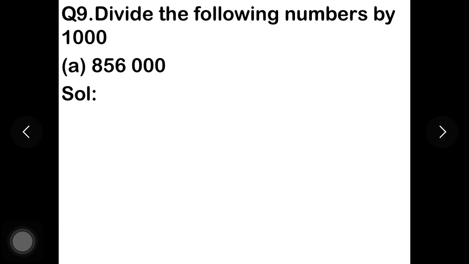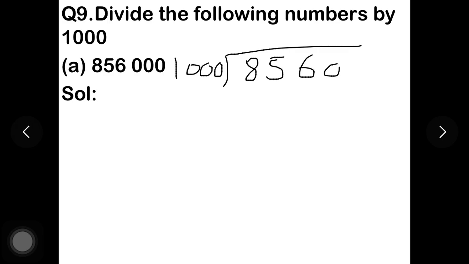Question number 9 is divide the following numbers by 1000. The value of part A is 856,000 divided by 1000. 1001 is 1000, 1002 are 2000, 1003 are 3000, 1004 are 4000, 1005 are 5000, 1006 are 6000, 1007 are 7000, and 1008 are 8000.